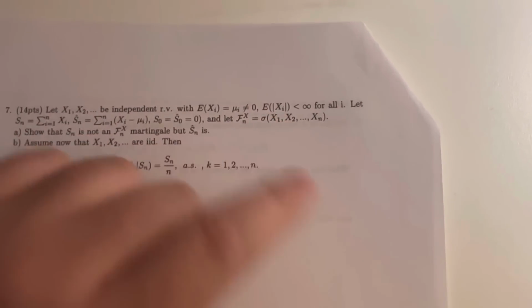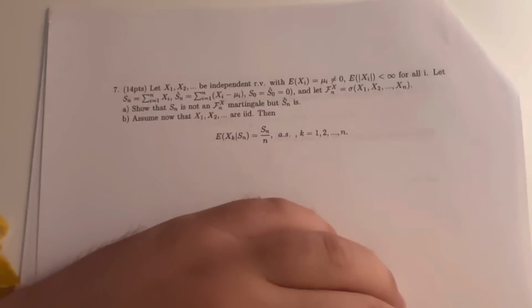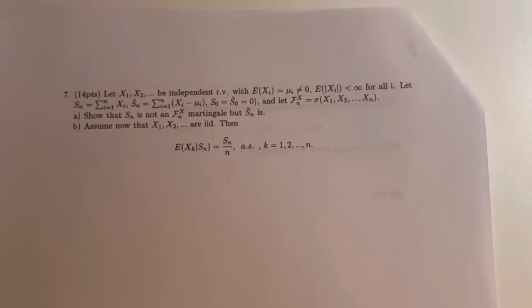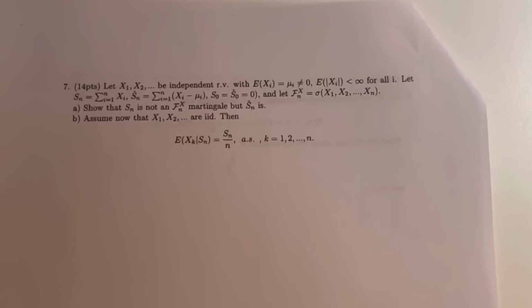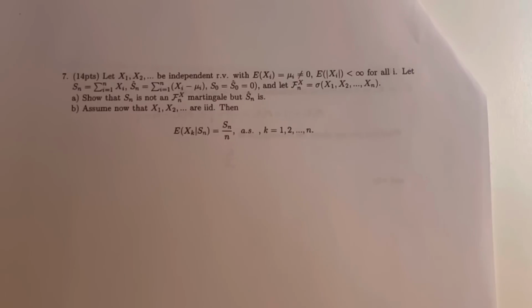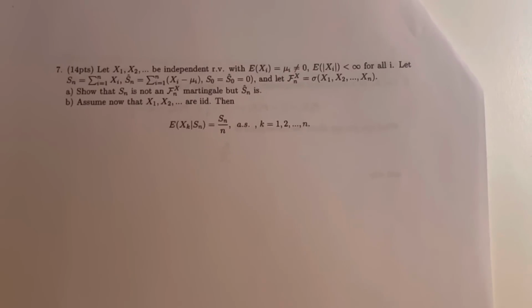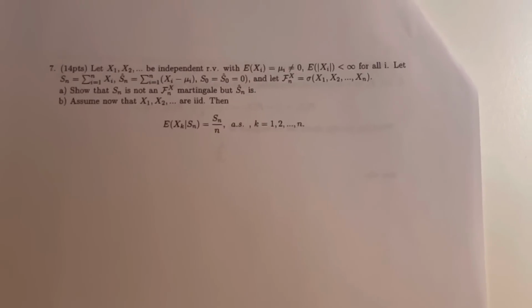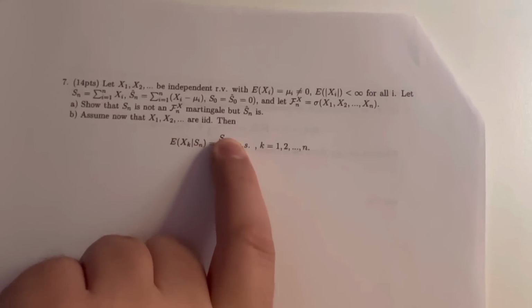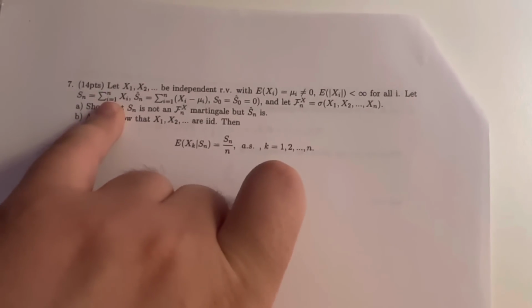I mean, you're told you have finite first moment. We have a good sigma algebra here. So each random variable is measurable with respect to it, so that should be fine. So it's really that third property of martingales that you have to check. So I don't think A is that hard. I'm pretty sure I could do it. Assume now that X1, X2, and so on are IID, then the expectation of Xk given Sn is equal to Sn over n almost surely for k equals 1 through n. So I guess that's what we have to prove. I don't think that's too difficult here, because when they write Sn here, we're saying that Xk is measurable with respect to the sigma algebra generated by Sn, where Sn is this sum. So it's the sigma algebra generated by that sum.